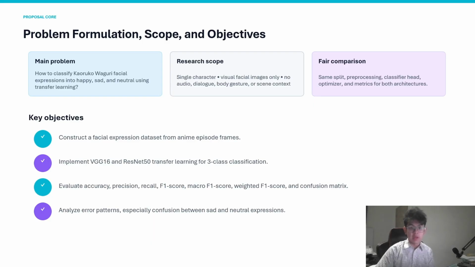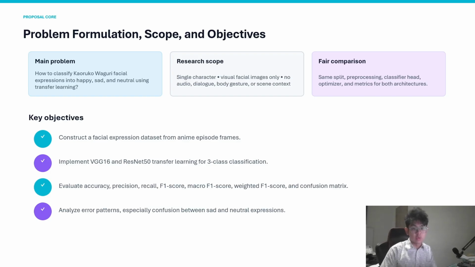Problem formulation, scope, and objectives. The main problem for this research is how Karo Kawaguri's expressions can be classified into happy, sad, and neutral using transfer learning. There are several challenges behind this problem. First, the dataset does not already exist, so it must be constructed from anime video frames. Second, not every frame is usable because some frames may contain blur, occlusions, side poses, repeated scenes, or non-target characters. Third, sad and neutral expressions may look similar, so both manual labeling and model prediction may become difficult.